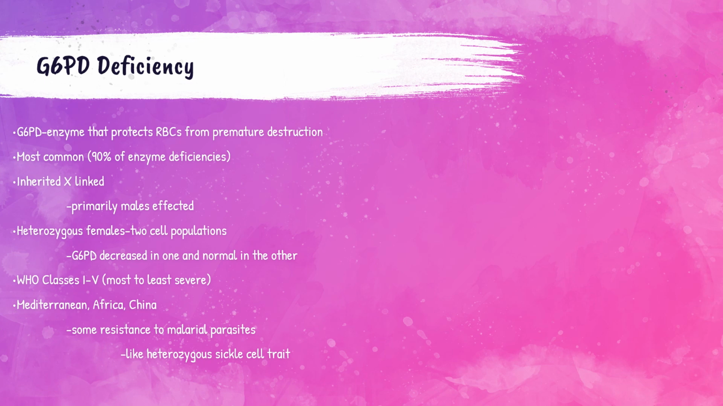At the time of this lecture video, around 400 million people worldwide have this deficiency, with it being most common in people of Mediterranean, African, or Chinese descent. This deficiency also comes with partial protection against malaria, which is an intracellular blood parasite.